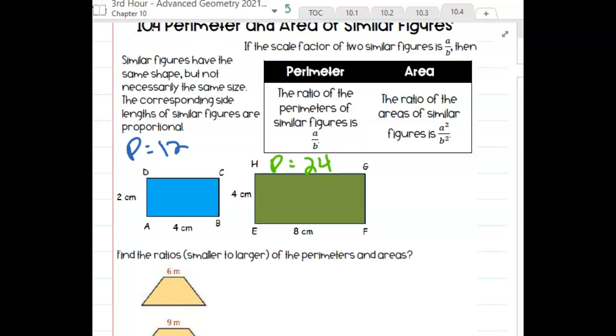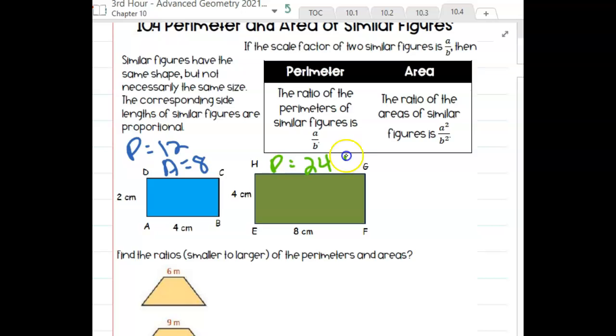Now the area isn't quite as straightforward, but it's similar. So if the scale factor is A over B, 1 over 2, the ratio of the areas is going to be A squared over B squared, which kind of makes sense because to take area, you multiply. So, to show you that this works, if I were to find the area here, 2 times 4, the area of that rectangle is 8.